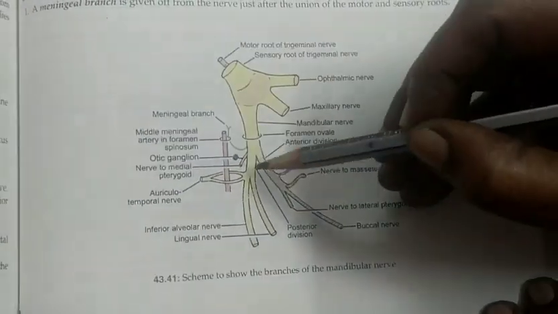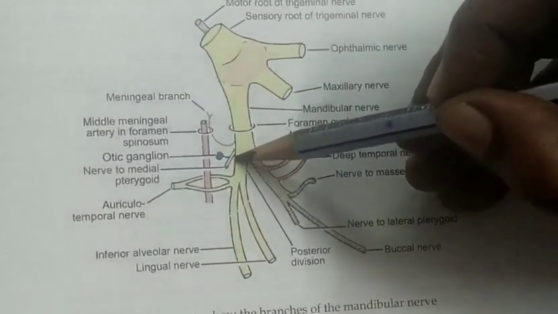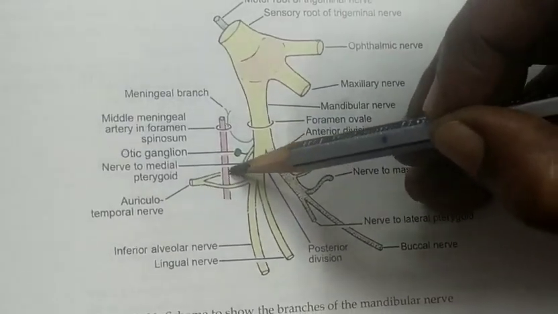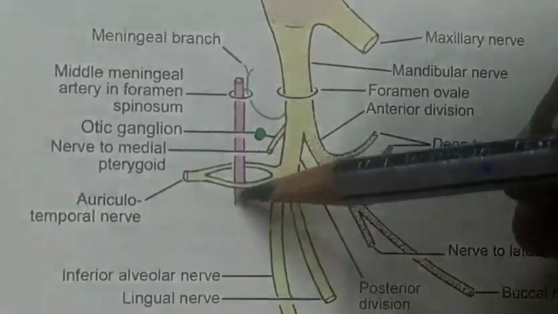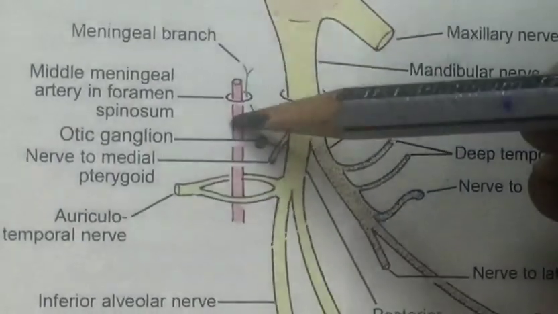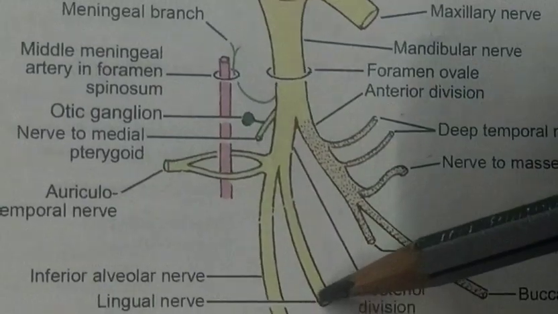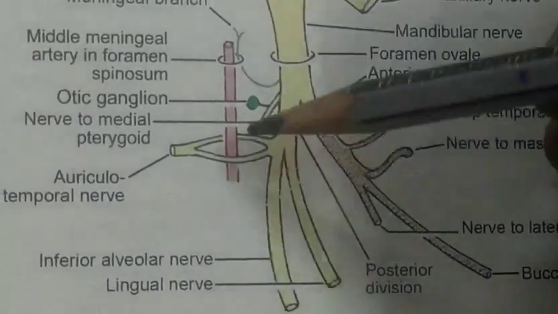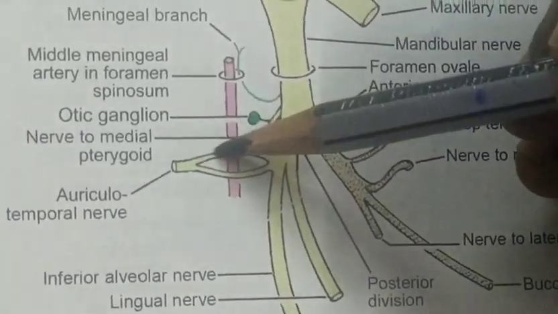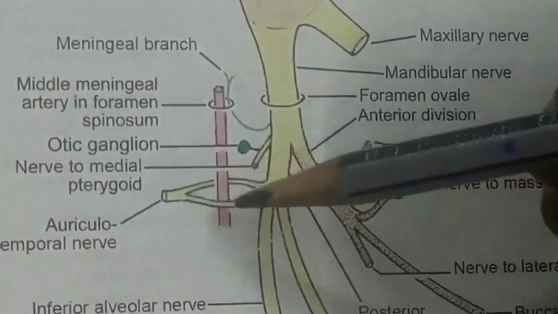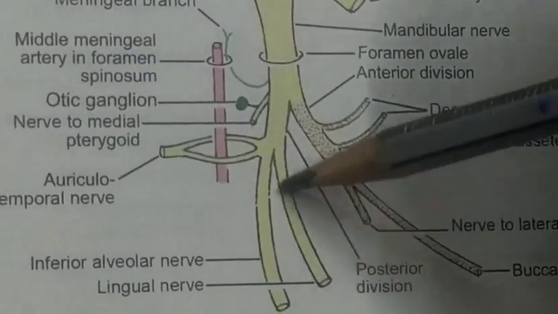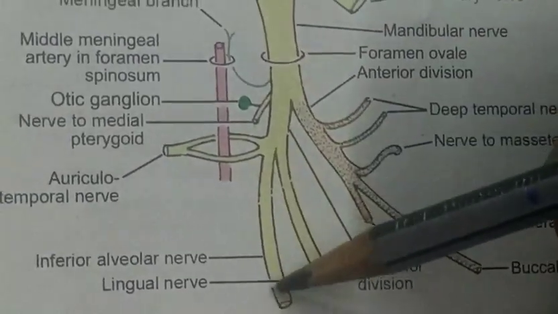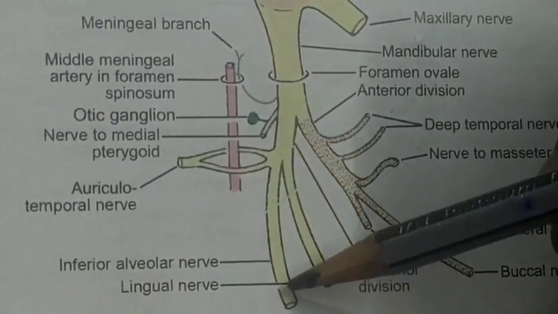Let us move on to the posterior division. From the posterior division, we get three branches: auriculotemporal nerve, which arises by means of two roots embracing the middle meningeal artery, lingual nerve and inferior alveolar nerve. The auriculotemporal nerve is related to the medial aspect of the neck of mandible, the lingual nerve is related to the groove below the third molar, and the inferior alveolar nerve is related to the mandibular foramen.